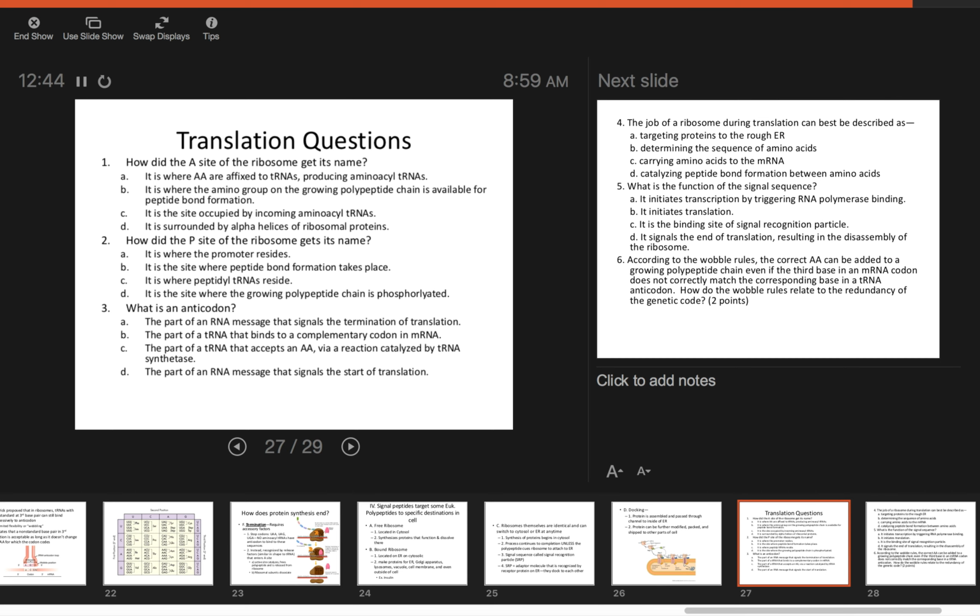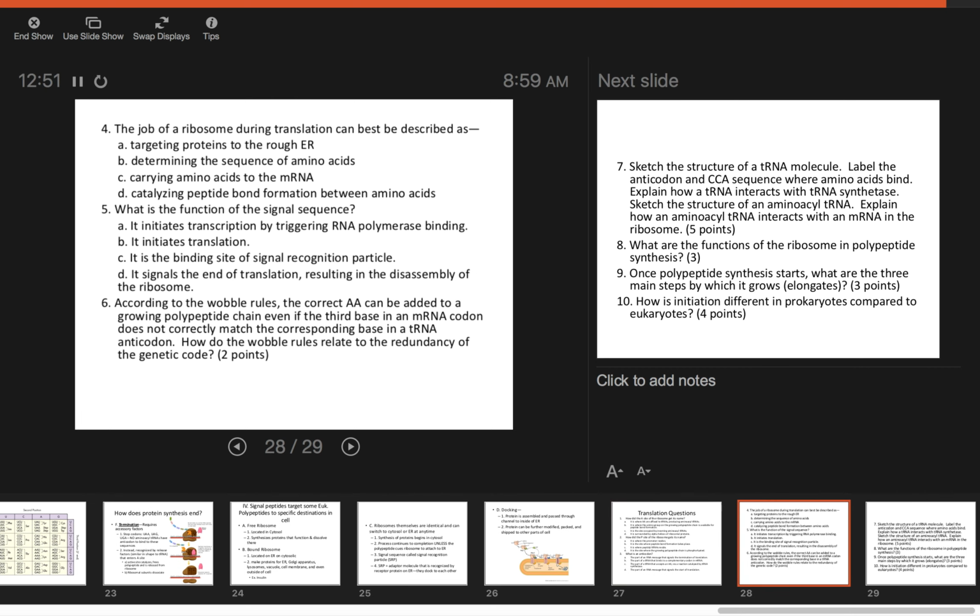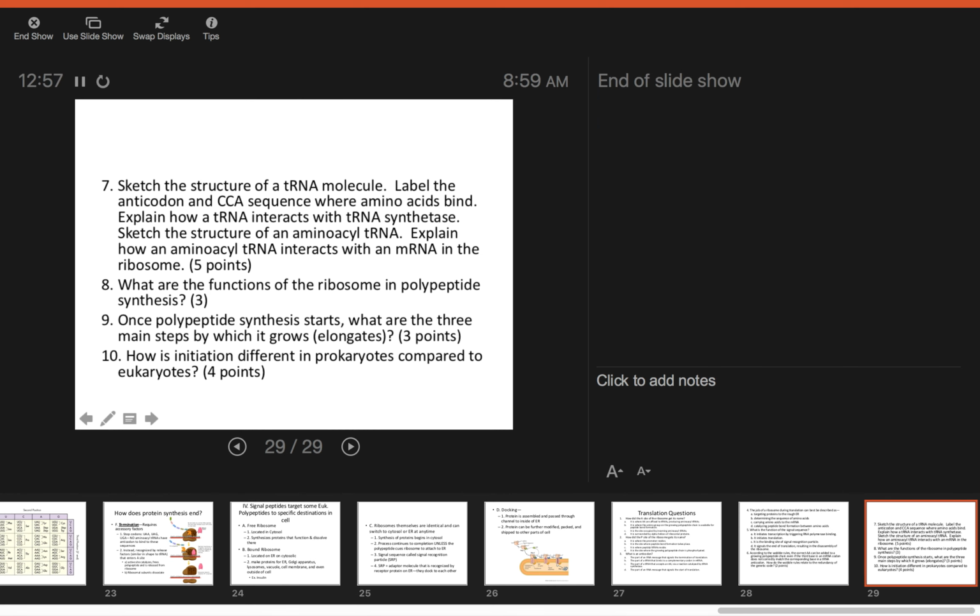Okay, so that does it for today's lecture. Some questions at the end. 1, 2, 3, multiple choice. Actually, most of them are multiple choice. 6 is talking about the Wobble Hypothesis. 7, you actually have to draw a picture of a tRNA and what it does. Some more short answers.